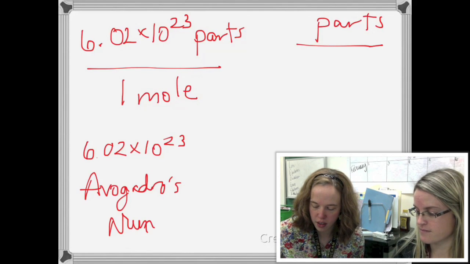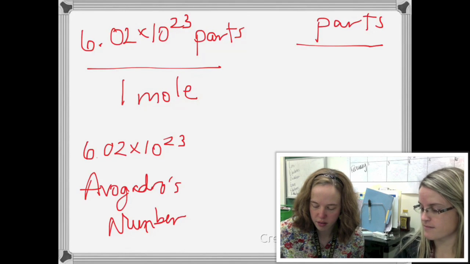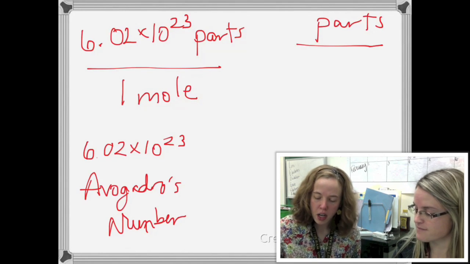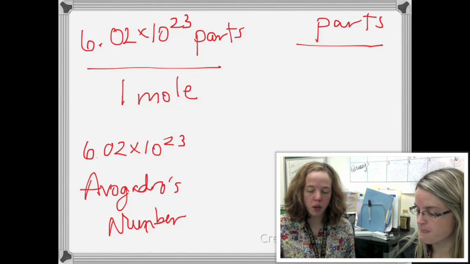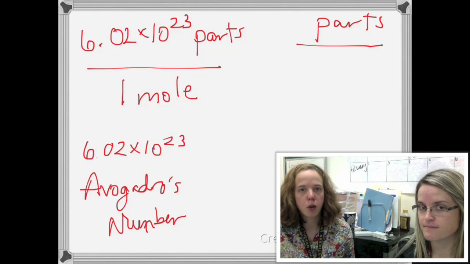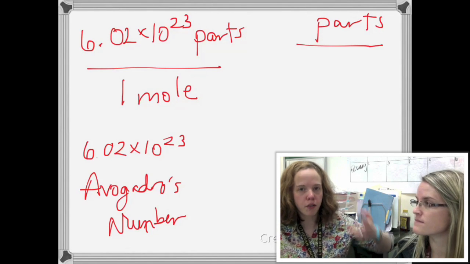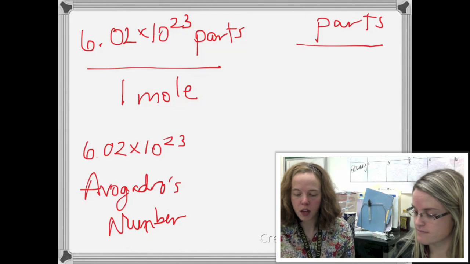It's named after an Italian scientist. His first name is Amadeo, by the way. All right, so this is Avogadro's number. 1 mole is always 6.02 times 10 to the 23rd parts. And remember, if we need to, we can flip that. But we're going to start with it there for now.